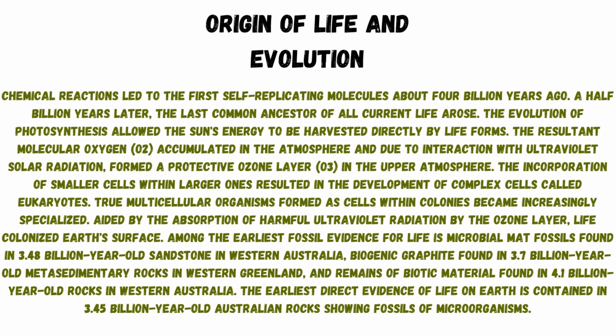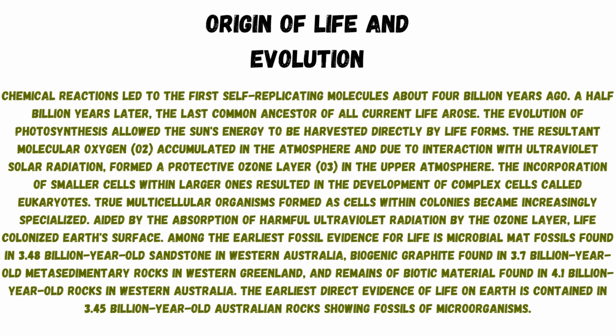The incorporation of smaller cells within larger ones resulted in the development of complex cells called eukaryotes. True multicellular organisms formed as cells within colonies became increasingly specialized. Aided by the absorption of harmful ultraviolet radiation by the ozone layer, life colonized Earth's surface.